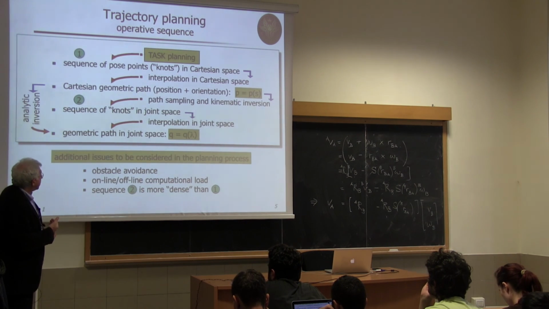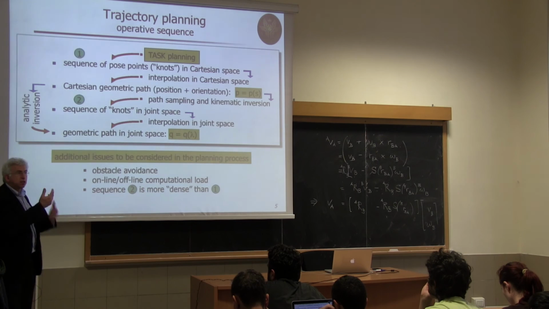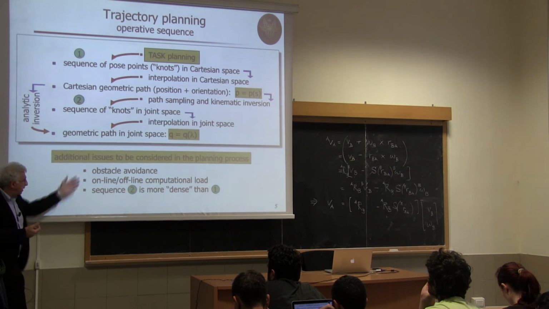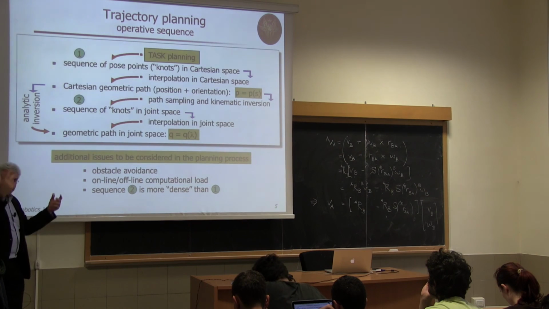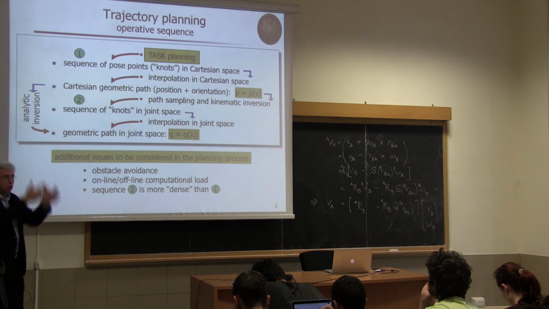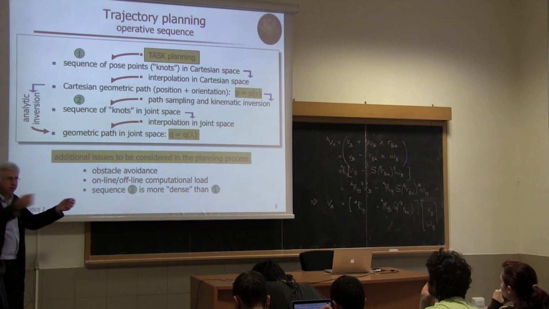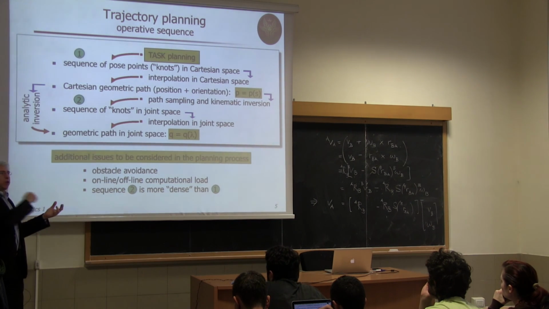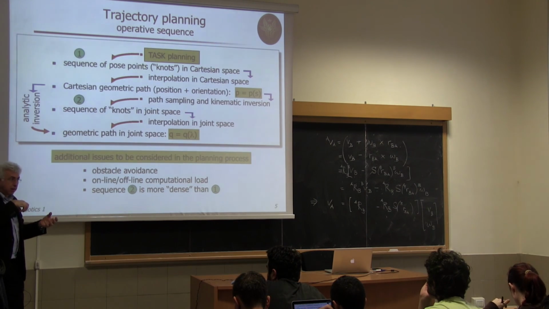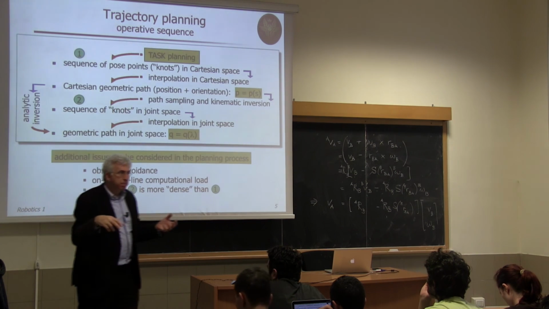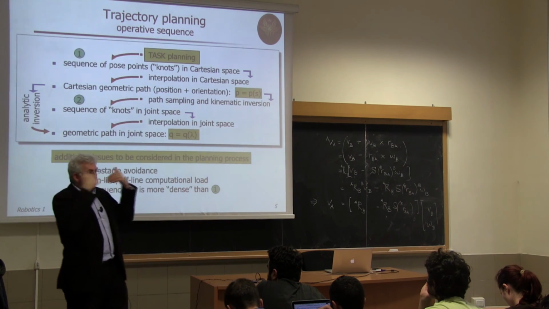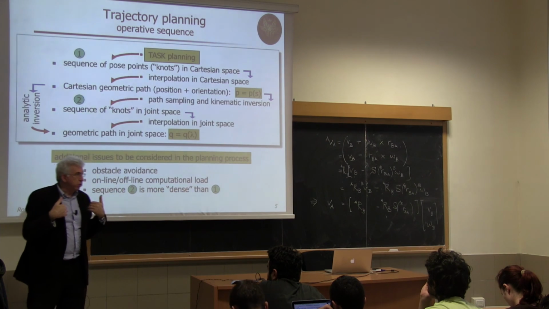Okay? Now, there are other things. It's not just this transformation. The main thing is obstacle avoidance. When you have a pose here and a pose here, and there's a wall in between, of course, connecting them is meaningless. You have to go around the wall. So you may need to add an extra Cartesian knot, to avoid the wall in the Cartesian space, before transferring everything into the joint space.